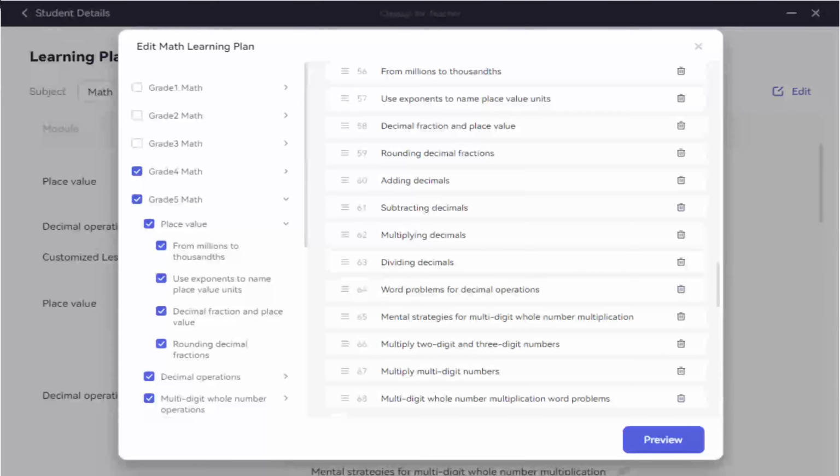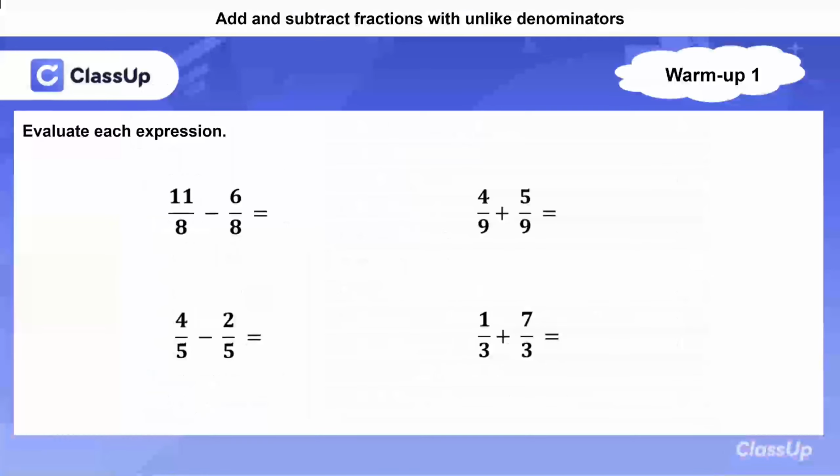The ClassUp math materials are designed to support the personalized learning plan. Each lesson has 1 to 3 warm-ups. The intention of the warm-ups is to assess the student's readiness for the lesson. Let's take a look at this grade 5 lesson about adding and subtracting fractions with unlike denominators. There are 2 warm-ups. The first warm-up is testing if the student can add and subtract fractions with like denominators. This is something that they should know how to do before trying to add and subtract fractions with unlike denominators. If you find they do not know how to add and subtract fractions with like denominators, it is a good time to add the earlier lesson that covers this topic to their personalized learning plan.